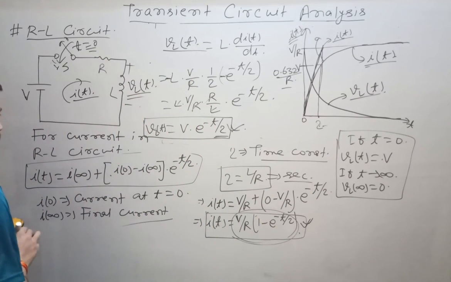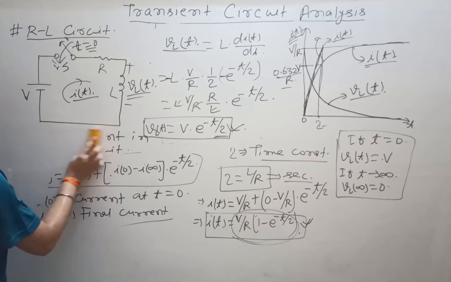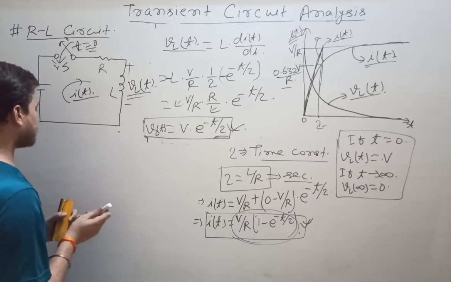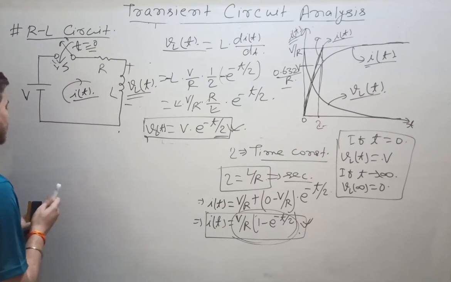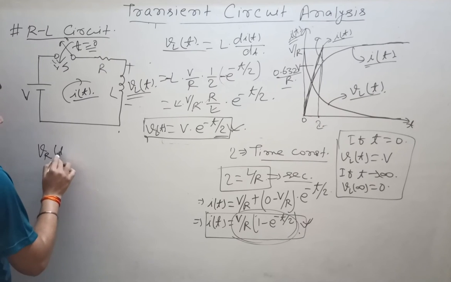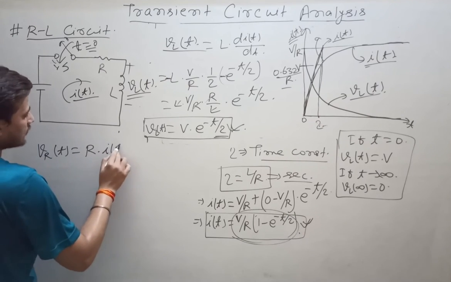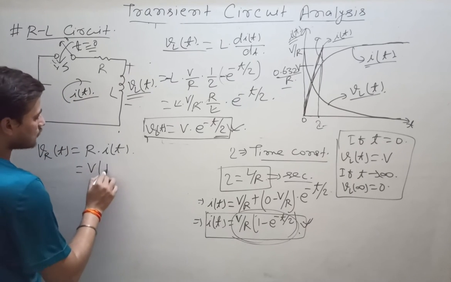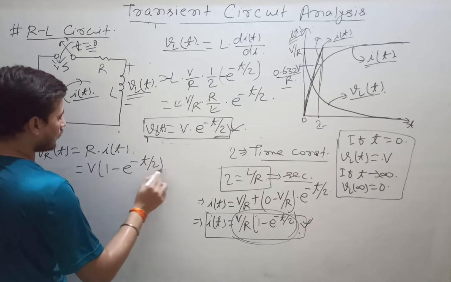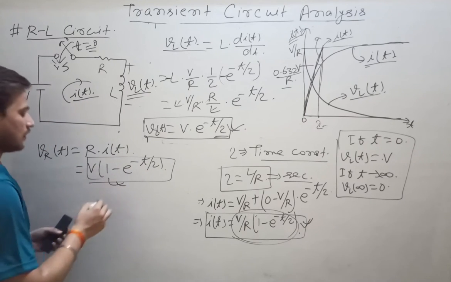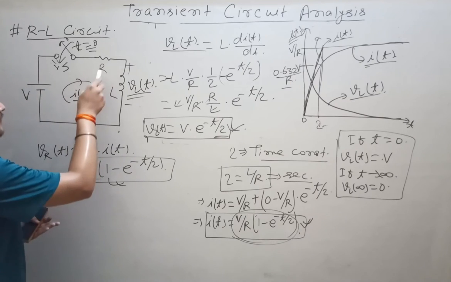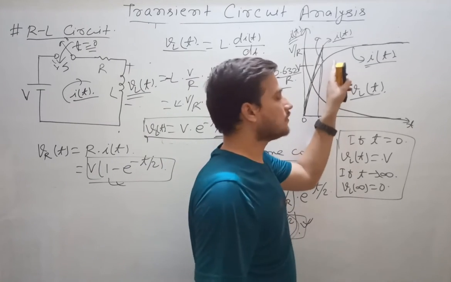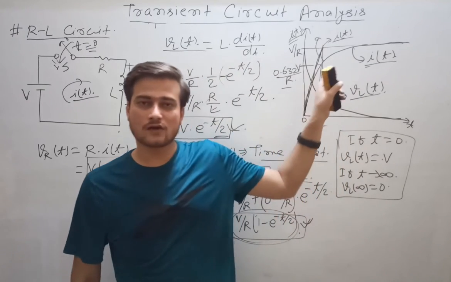Next your question will be, sir, what will be the expression for voltage across the resistor? Because the resistor is also one of the components of this circuit. So the voltage across the resistor, VR(t), will be equal to R into I(t). So here you multiply by R, and it will be V into 1 minus e to the power minus t by tau. The way current is behaving, the same way voltage across the resistor will be behaving. So this will also be the waveform for voltage across the resistor.